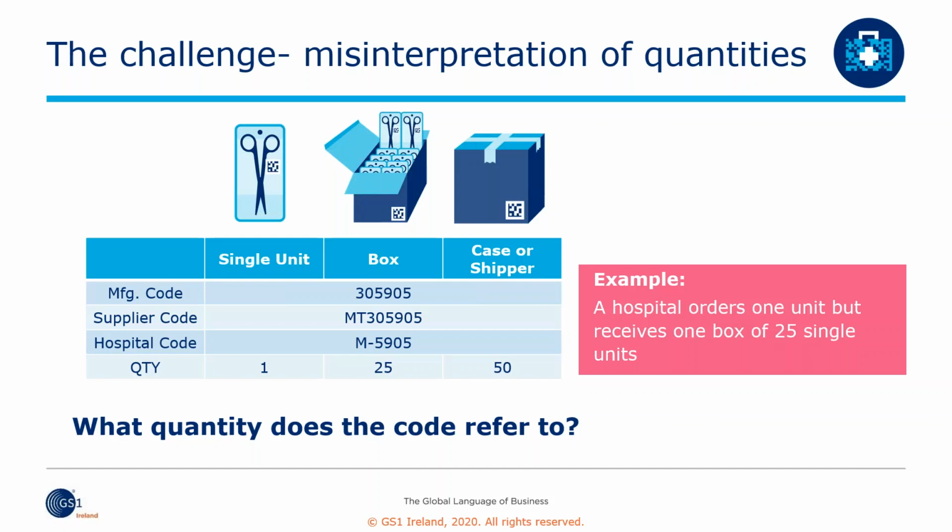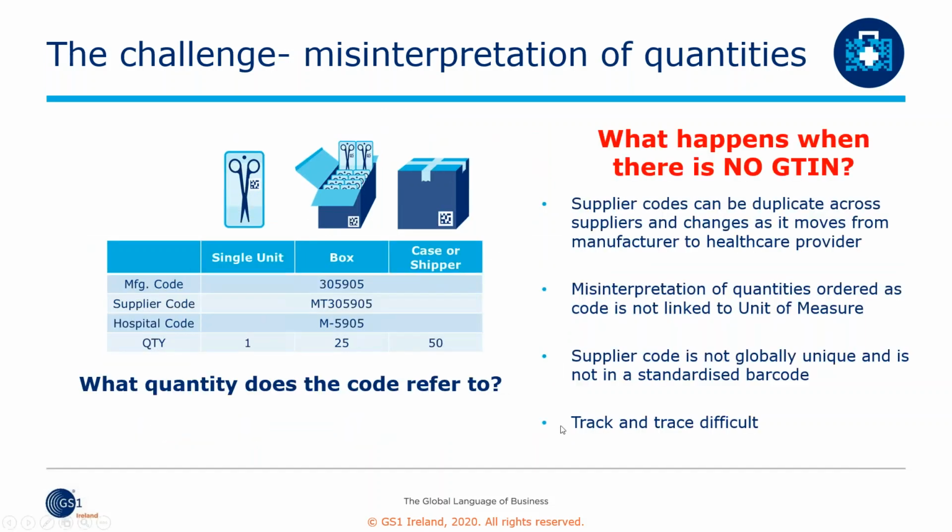And what we try to represent here, as Amanda's mentioned, is the single, the box, the case. The manufacturer code also evolves from point of manufacture right through to the hospital. So in this case, what quantity does the code refer to? That is the question. A hospital orders 1 unit, but receives 1 box of 25 single units, and this happens often, and this is where the GTINs can help address this issue. If we go to the next slide, we'll see this in a little bit more detail.